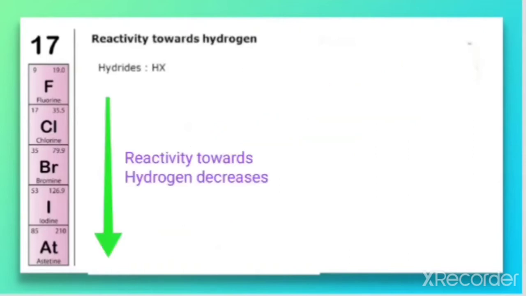The reactivity decreases down the group. That means fluorine reacts violently even in the dark, chlorine reacts in diffused sunlight, but bromine reacts with hydrogen only on heating, while iodine reacts with hydrogen on heating in the presence of platinum as a catalyst. It shows that the reactivity of hydrogen with halogen decreases down the group.